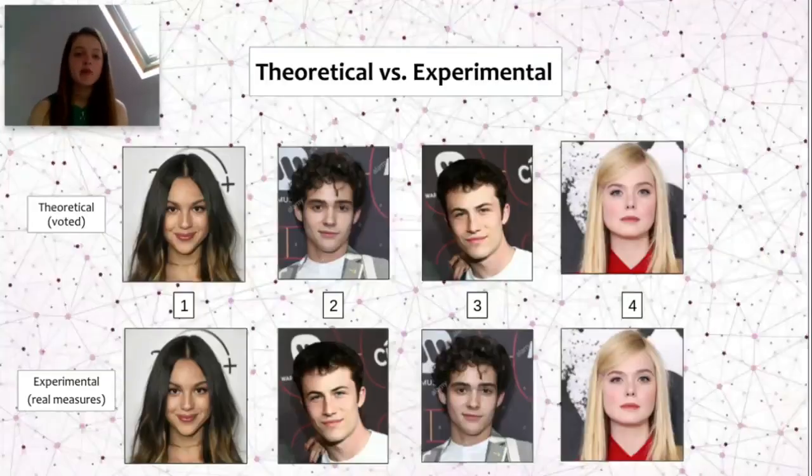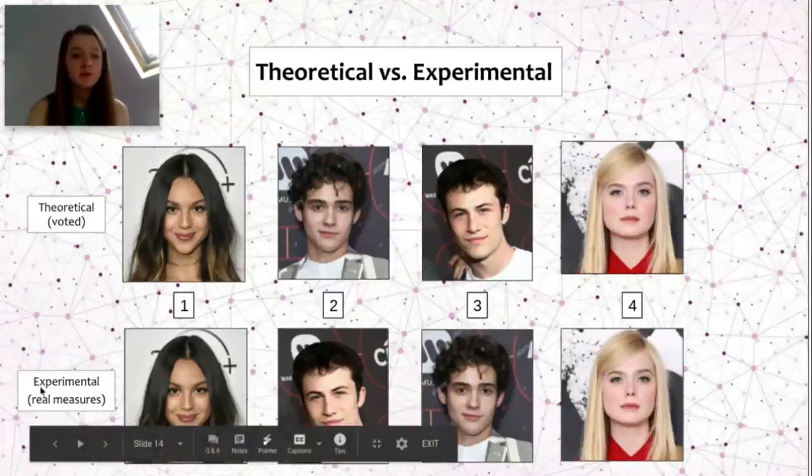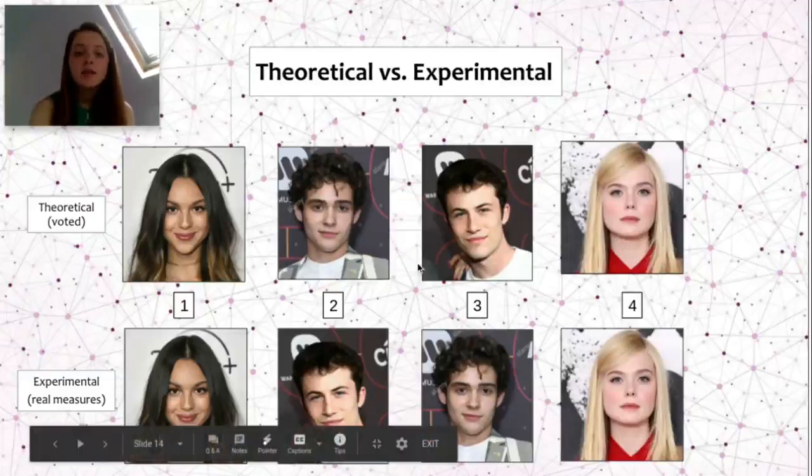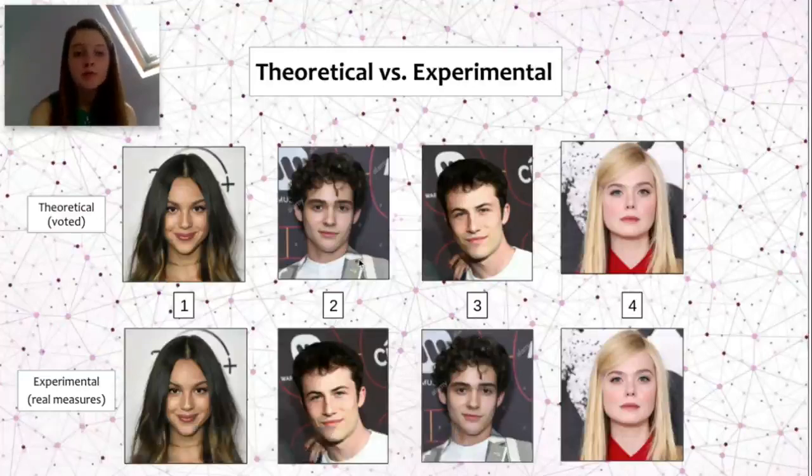So this is the theoretical versus experimental measures, theoretical being the voted, experimental being the real measures. As you can see, Olivia was first for both voted and real, as well as Ellie last for voted and real. In the middle, though, these two just switched, not really a big deal, just by 1 vote. And I think that's just because more girls voted for him instead of him, just by 1, so that wasn't a big deal.